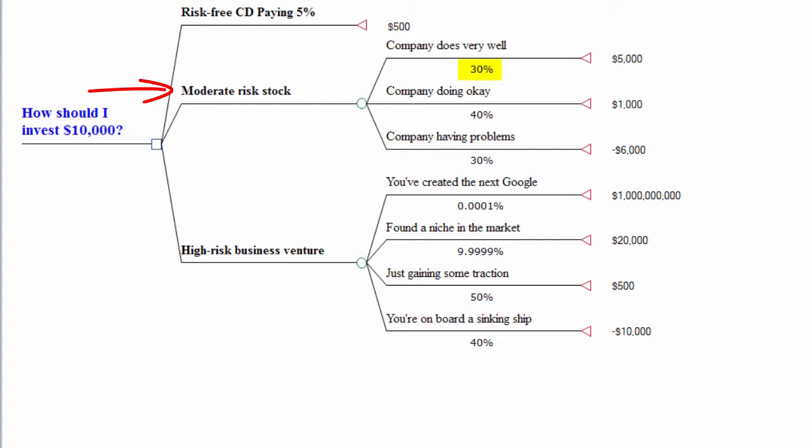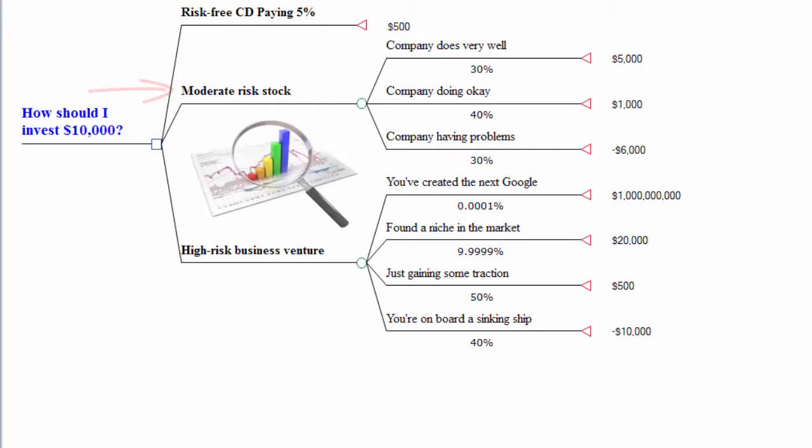With the stock option, your financial advisor has told you that there is a 30% chance that the company will do really well, and if it does, you'll make $5,000. There's a 40% chance that it'll do a little better than average and make you an extra $1,000 in the next year, but there's also a 30% chance that you'll end up losing $6,000.